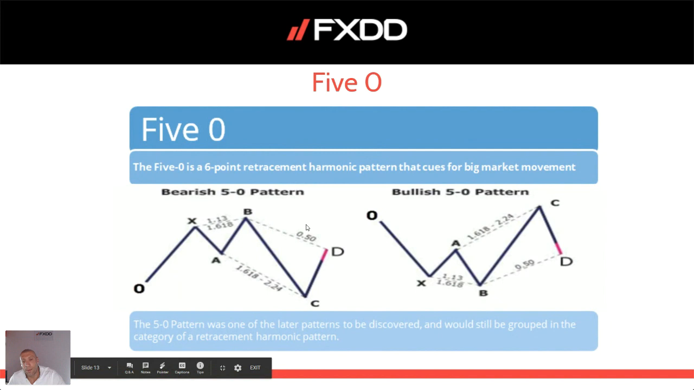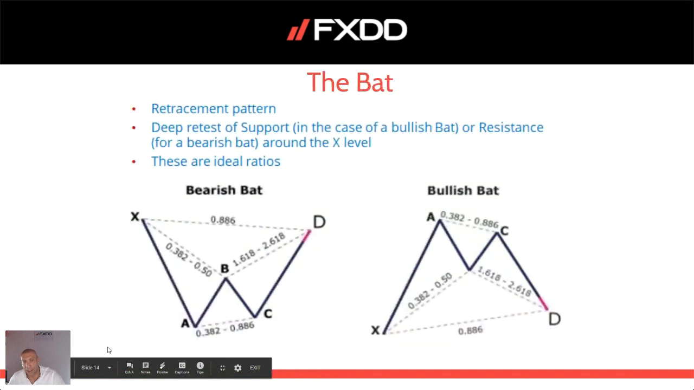Bullish 5.0 and bearish 5.0 was one of the later patterns to be discovered, and it would be grouped in the category of retracement harmonic patterns. One of the most popular patterns is the bat. It is a retracement pattern. It looks like W bullish and M bearish. Again, the bearish bat is very similar to W, but it has extensions. From X to D is 0.886. From X to B is 0.382 and 0.50. And from B to D is 1.618 and 2.618. So anywhere between these numbers, guys. Similar for a bullish bat.